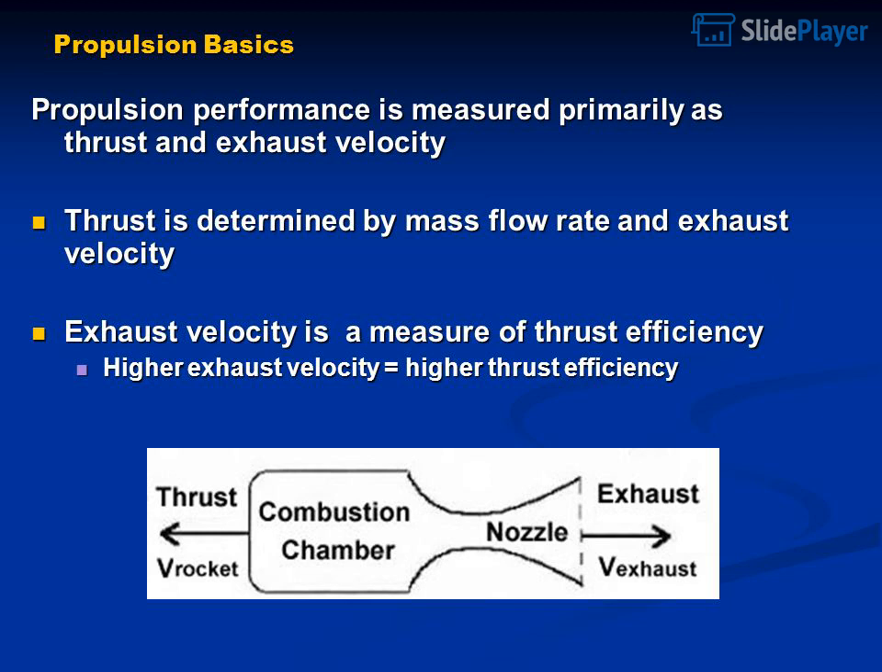Propulsion performance is measured primarily as thrust and exhaust velocity. Thrust is determined by mass flow rate and exhaust velocity. Exhaust velocity is a measure of thrust efficiency. Higher exhaust velocity equals higher thrust efficiency.